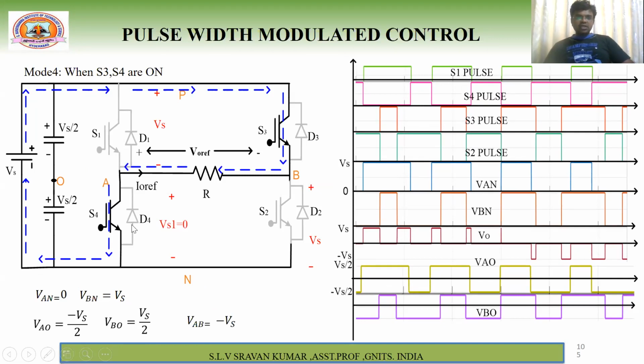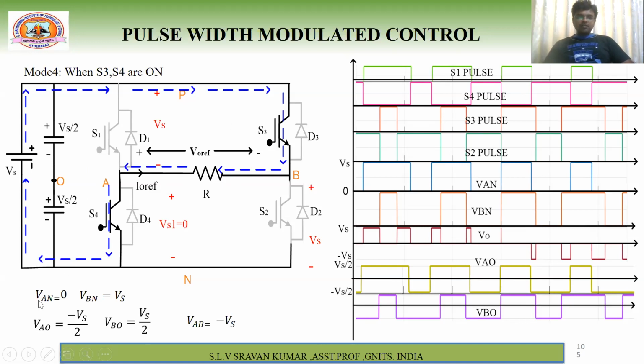When S3, S4 are on, first of all, the current will flow from plus Vs through S3, S4 and to the return path. Now this current is opposite to that of your reference direction. Therefore, current is negative. V0 is minus Vs. Okay, so that is the case.